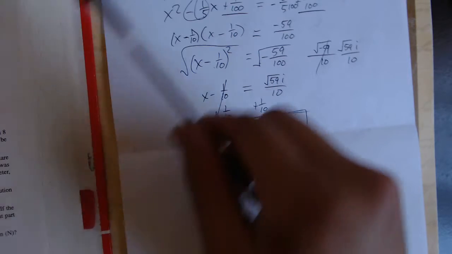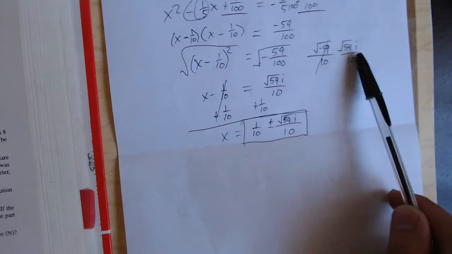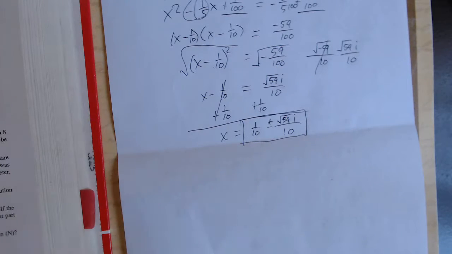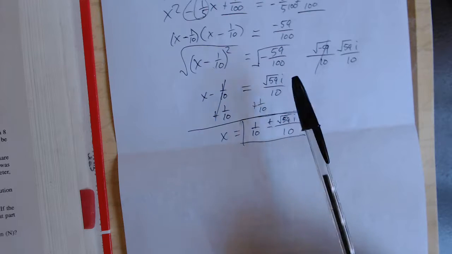So again, same complete the square steps as usual. We're just adding this imaginary number when we get that negative square root. So whenever you have a complete the square and you have a negative square root, don't forget to separate it as an i.